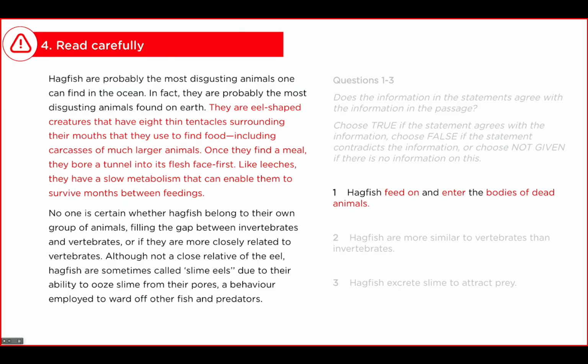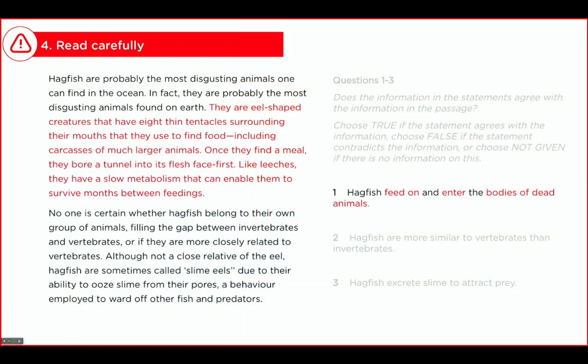The text says, hagfish are eel-shaped creatures that have 8 thin tentacles surrounding their mouths that they use to find food, including carcasses of much larger animals. Once they find a meal, they bore a tunnel into its flesh, face first. Like leeches, they have a slow metabolism that can enable them to survive months between feedings. Let's decide whether this says the same thing as the text. Hagfish feed on and enter the bodies of dead animals. Do they? Do they not? Or do we not know?